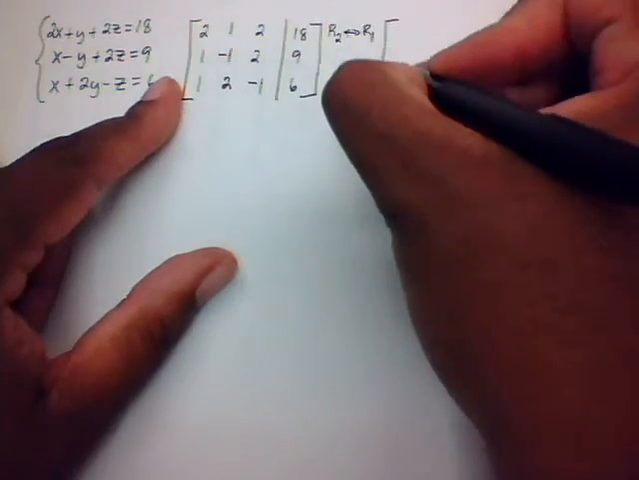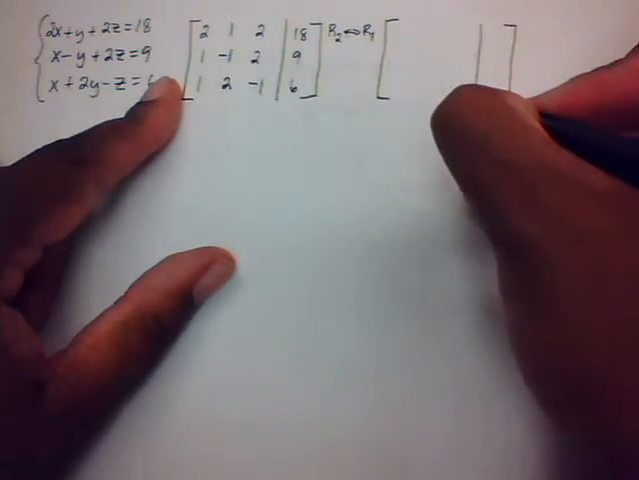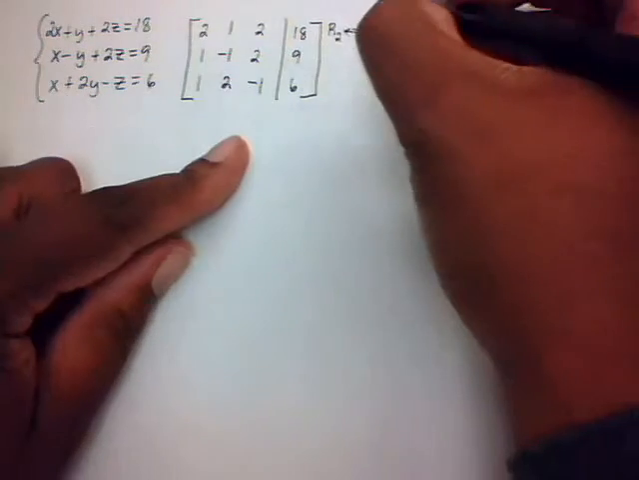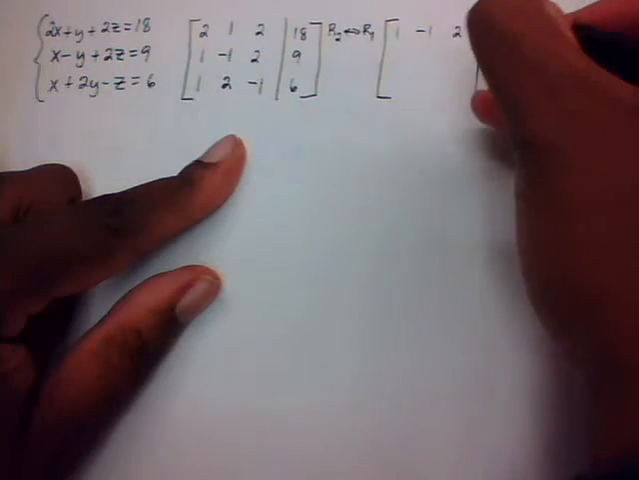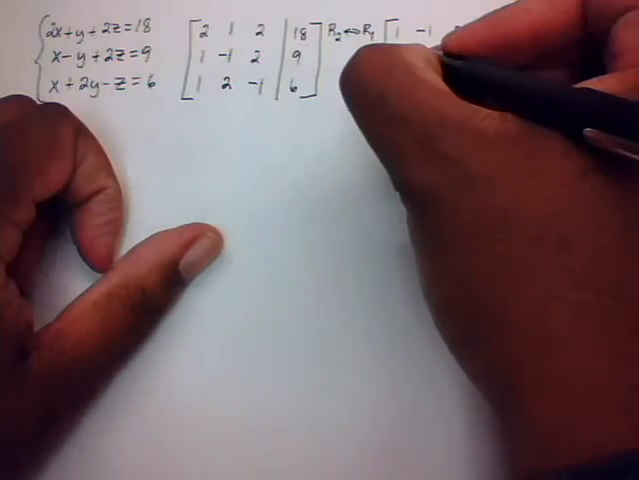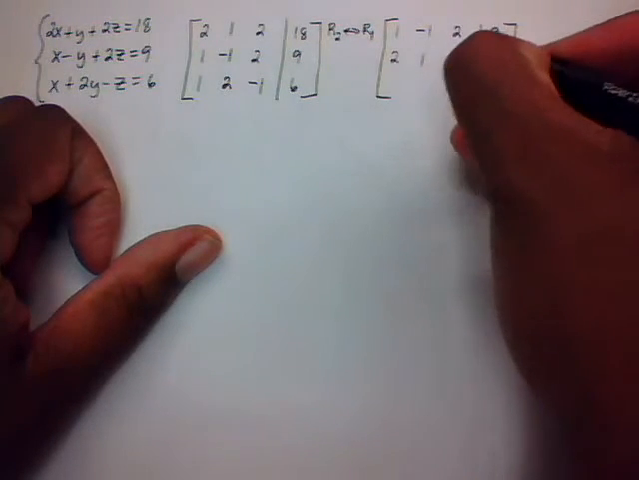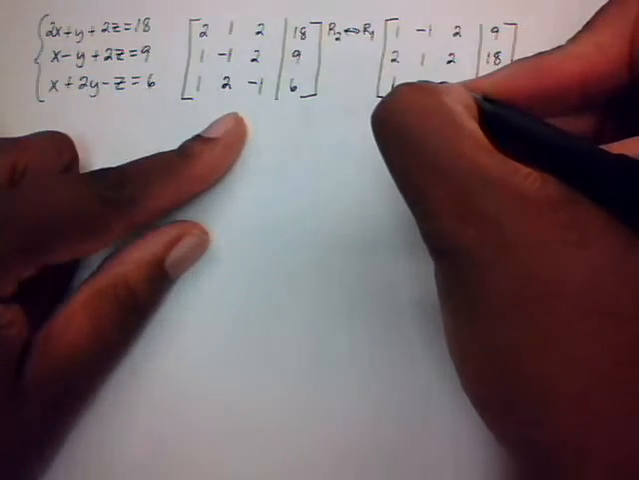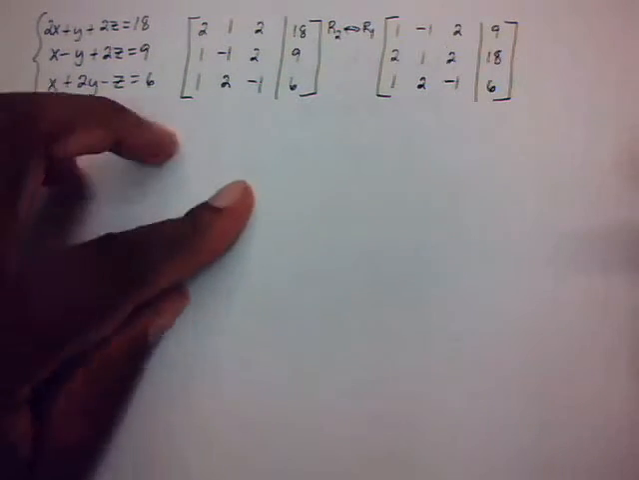So what I'm going to do here, here's my new matrix. This row 2 becomes row 1, so I'm going to write 1, negative 1, 2, and 9. Then row 1 becomes this row 2 right here, which would be 2, 1, 2, 18. The third row is going to remain the same, so it'll be 1, 2, negative 1, and 6.